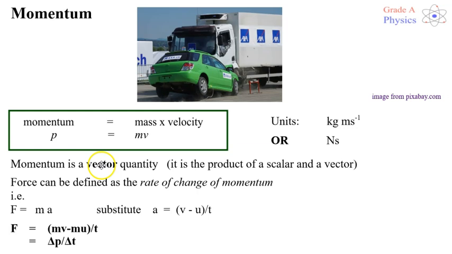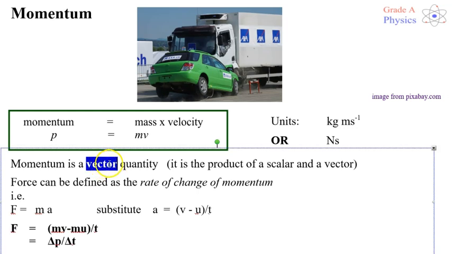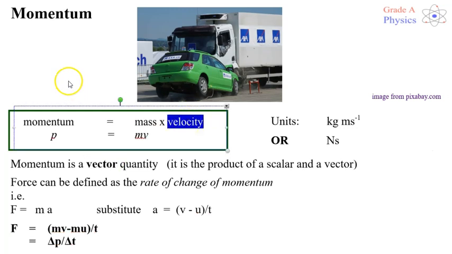The key thing here is that momentum is a vector quantity. So the direction is important. And the reason why is because velocity is also a vector quantity. So velocity has a direction, therefore momentum has a direction. That's really important when we look at the calculations later on. So we need to take into account the direction of momentum.